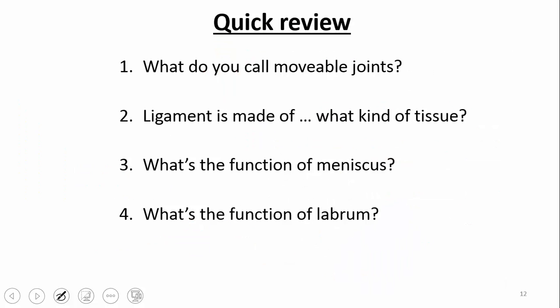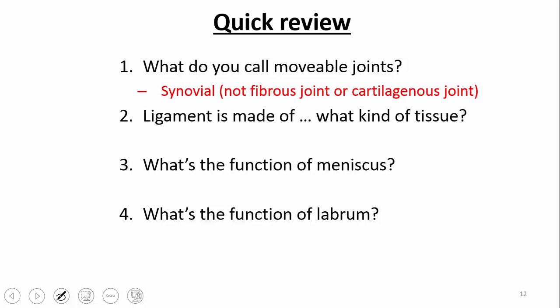Okay, quick review to see if we're on the same page here. What do you call movable joints? Think about it a second. We call that synovial. They're not the fibrous or the cartilaginous joints. So synovial. The ligament is made of what kind of tissue? Think about this one a second. Okay, dense, regular. What's the function of the meniscus?